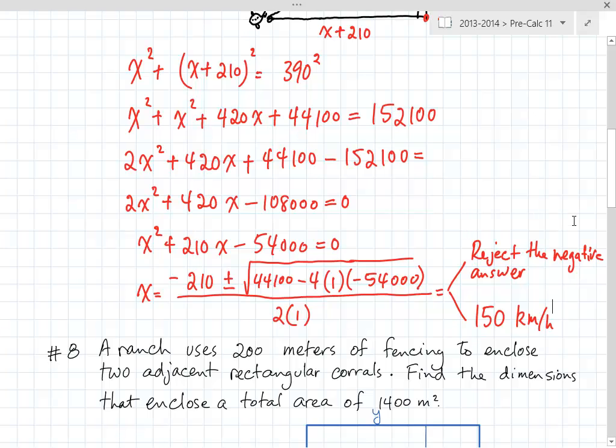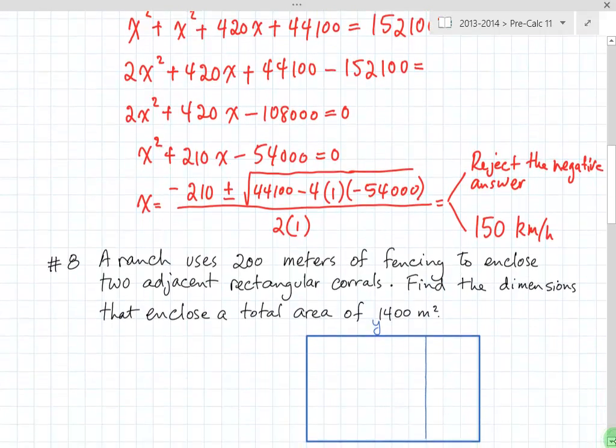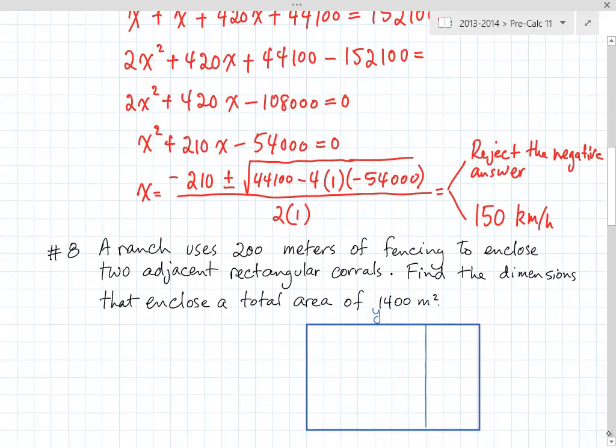Okay, so a ranch uses 200 meters of fencing to enclose 2 adjacent rectangular corrals. We want to find the dimensions that enclose a total area of 1,400 square meters. So, 2 adjacent rectangular corrals. We have a rectangular corral here, and we have another rectangular corral here. The dimensions are x and y, right?